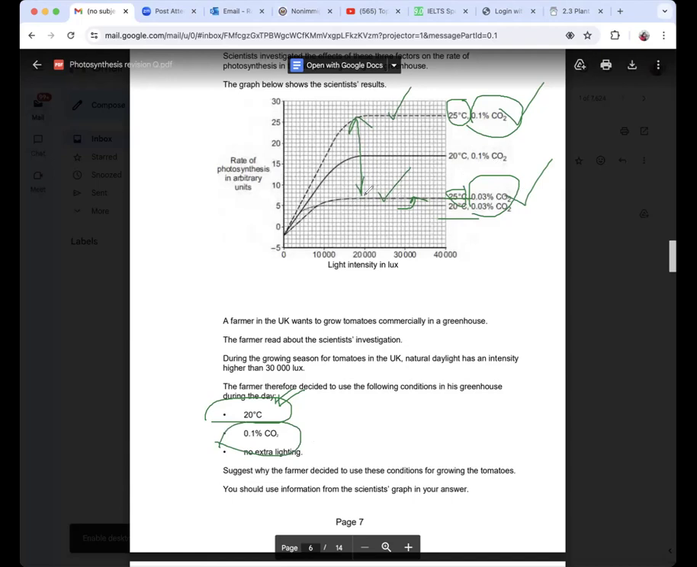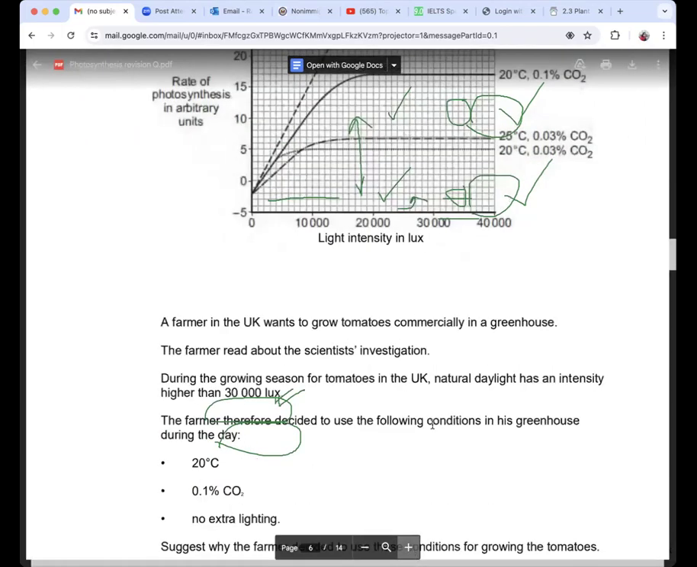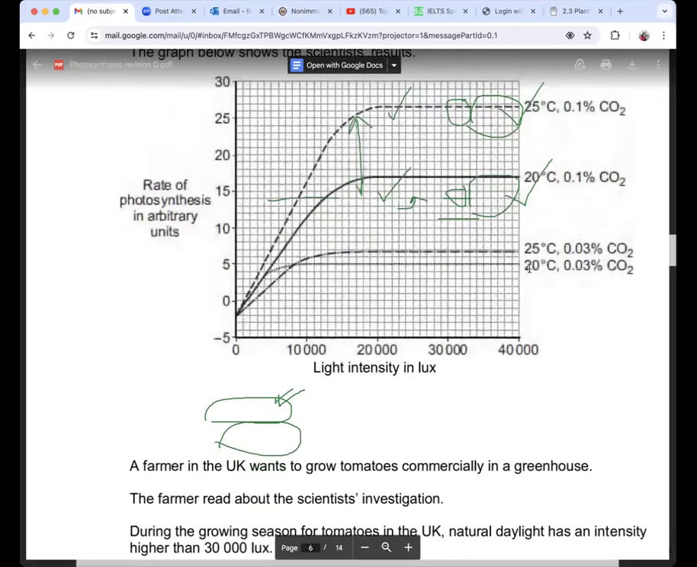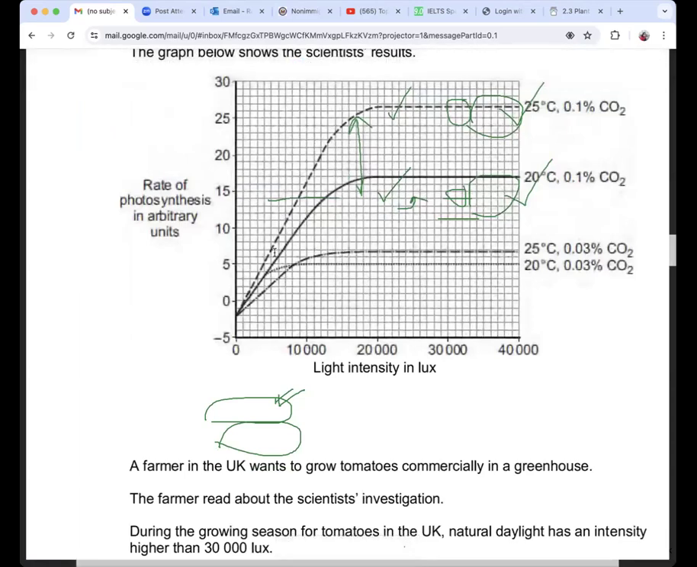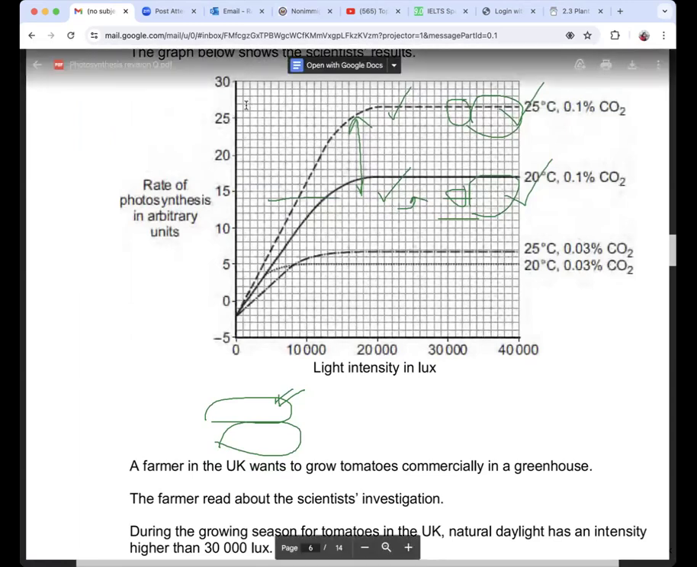In fact, you could also compare the values. Wait, let me just try to read the values. I'll zoom in. Do you see that for this, it's around 7, right? And for this, it's around 27, right? So it's more than 3 times.